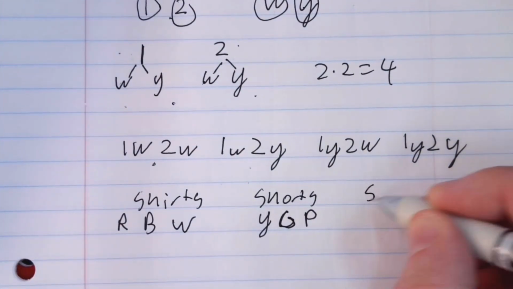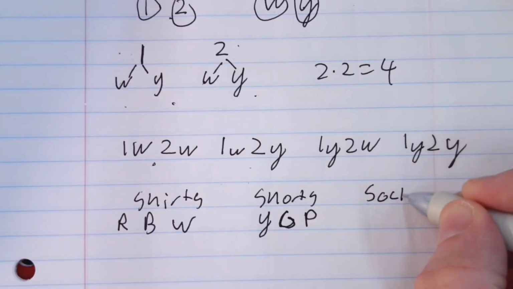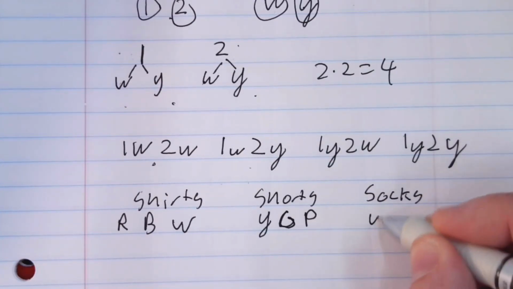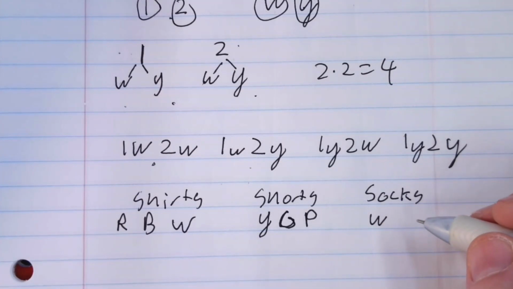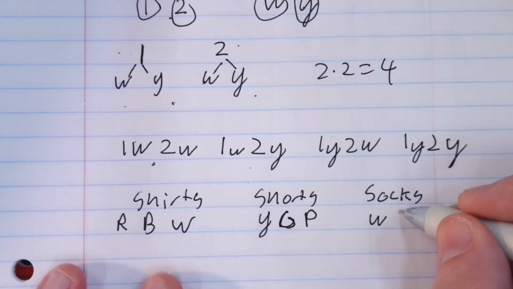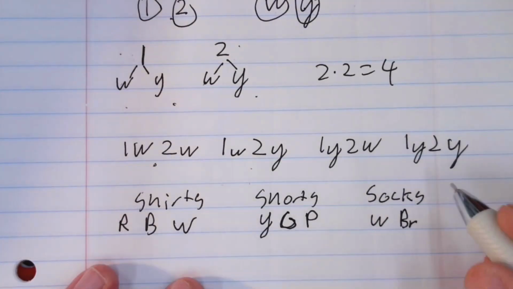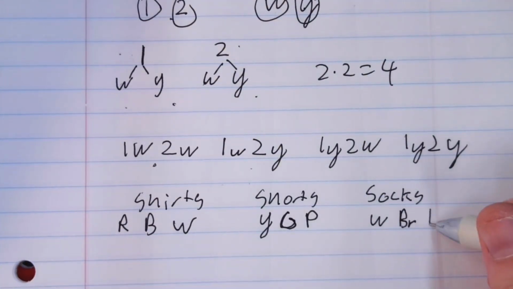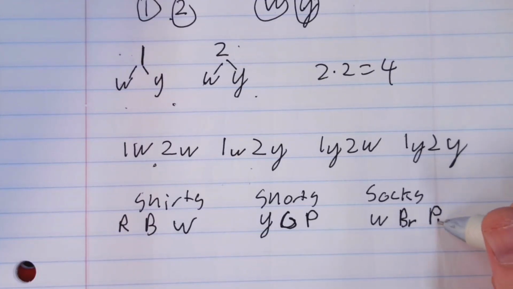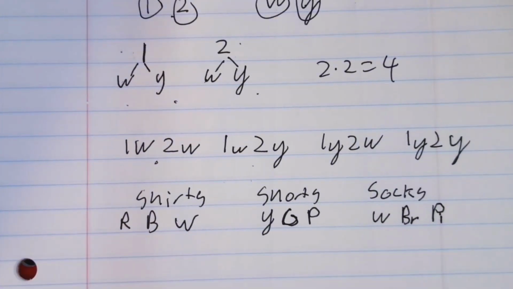And we're going to have socks. White. We'll call this brown. We'll do a BR because I don't want to get confused with blue. And we'll do pink. Okay, I'll do PI, I guess, because I have purple. All right, so how many different ways could I get dressed? And not how many different ways could I get dressed and look good, just how many different ways could I get dressed?